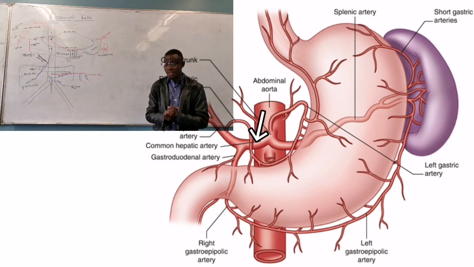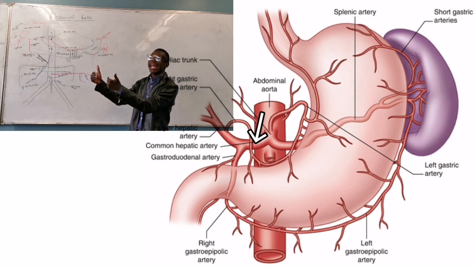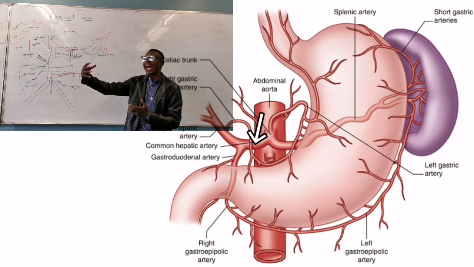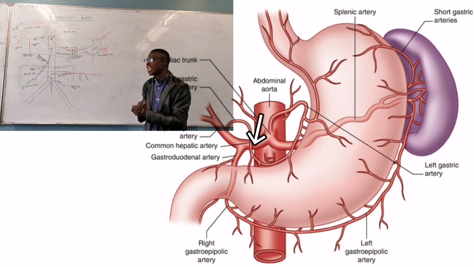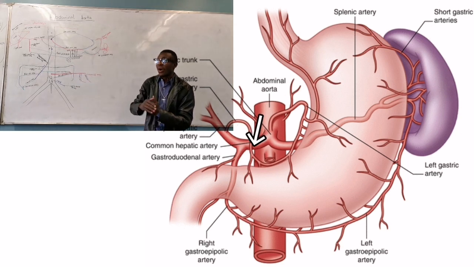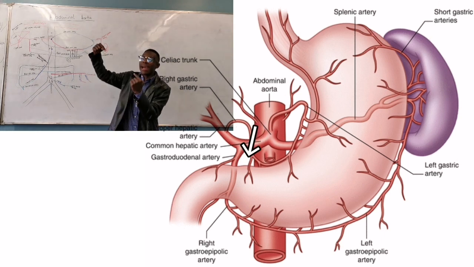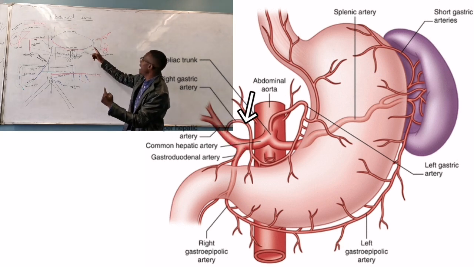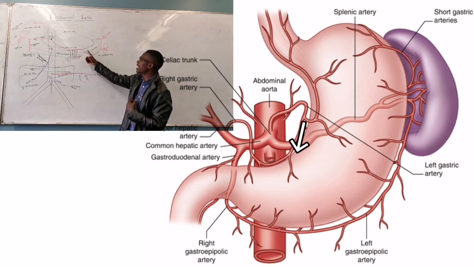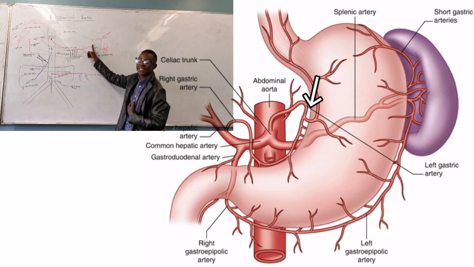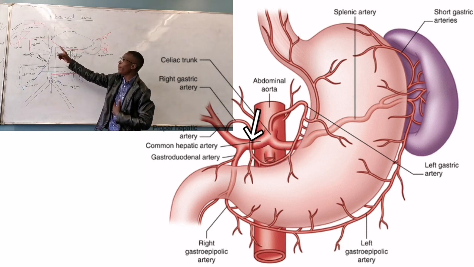Common hepatic artery. Remember these branches that we are talking about are retroperitoneal. So the common hepatic artery is going to give us what you call the right gastric artery. Remember, at the lesser curvature of the stomach, we are going to have the right gastric artery anastomosing with the left gastric artery. So the right gastric artery is a branch of the common hepatic artery.